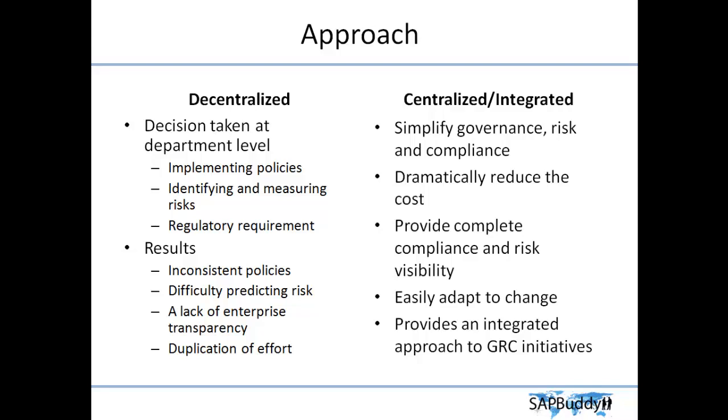So you don't know what this department is doing for a type of risk, and that the other department is doing the same type of risk in a different way. So the transparency is lost, and there is duplication of efforts, of course. Many people are doing the same thing, which also increases the effort. But a centralized or integrated approach simplifies governance, risk and compliance. When you do an integrated approach, you can simplify the whole process, and it will dramatically reduce the cost, of course, because you don't duplicate the same job in every department or every company. Let's say in a multinational company, in every country, you don't do the same thing again and again.